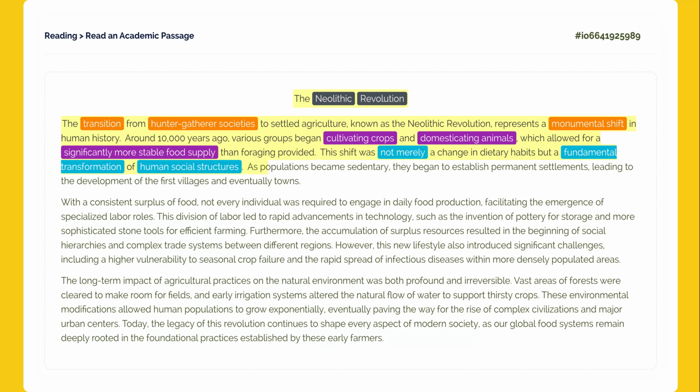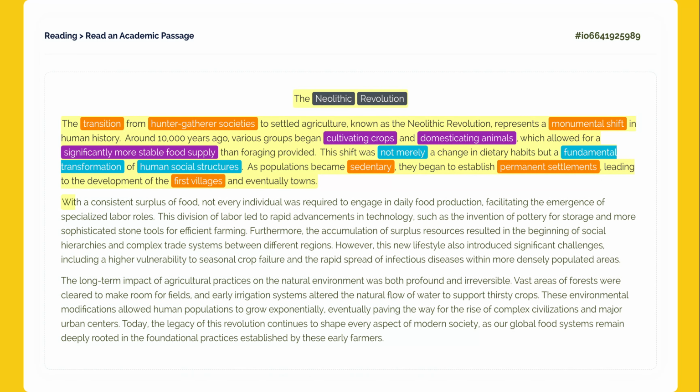As populations became sedentary, they began to establish permanent settlements, leading to the development of the first villages and eventually towns. In this sentence, we see the first result of staying in one place. The word sedentary is used to describe the people. The effect of being sedentary was the creation of permanent settlements. Notice the progression from first villages to larger towns. This shows how staying in one place allowed human communities to grow in size and complexity.